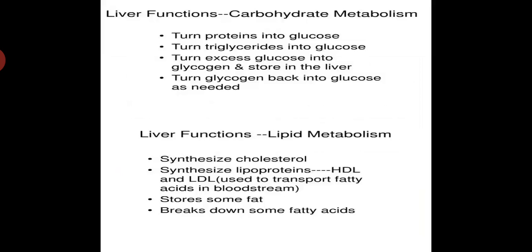Coming to some important functions of the liver. First one, carbohydrate metabolism. It turns proteins into glucose, turns triglycerides into glucose, turns excess glucose into glycogen and stores it in the liver, and turns glycogen back into glucose when needed. So these are the functions of the liver with reference to carbohydrate metabolism. Coming to lipid metabolism, the liver synthesizes cholesterol and lipoproteins, that is HDL and LDL. It is used to transport fatty acids in the bloodstream, and it stores some fat and breaks down some fatty acids too. So these are the functions of the liver with reference to lipid metabolism.